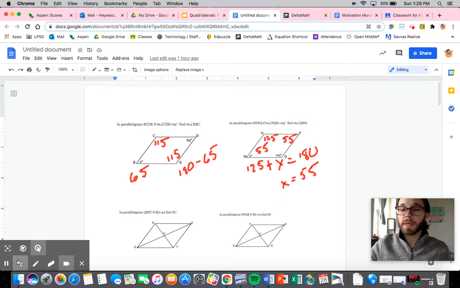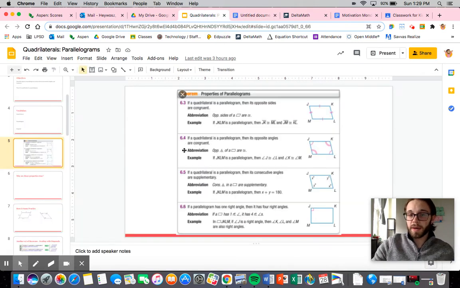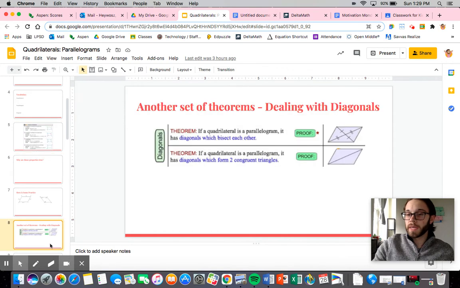The next properties that we're going to look at involving parallelograms come from their diagonals. A diagonal is just where you're drawing a line from one vertex to the opposite vertex, so that it's obviously not a side, right? So there would be two diagonals.